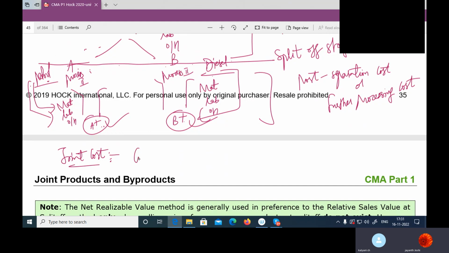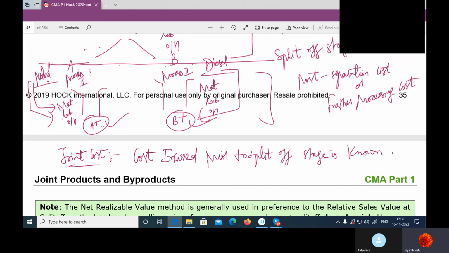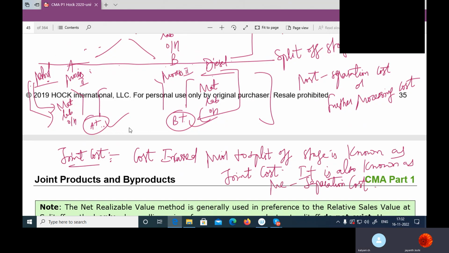So joint cost incurred prior to split off stage is known as joint cost. It is also known as pre-separation cost. Please make a note of this one.